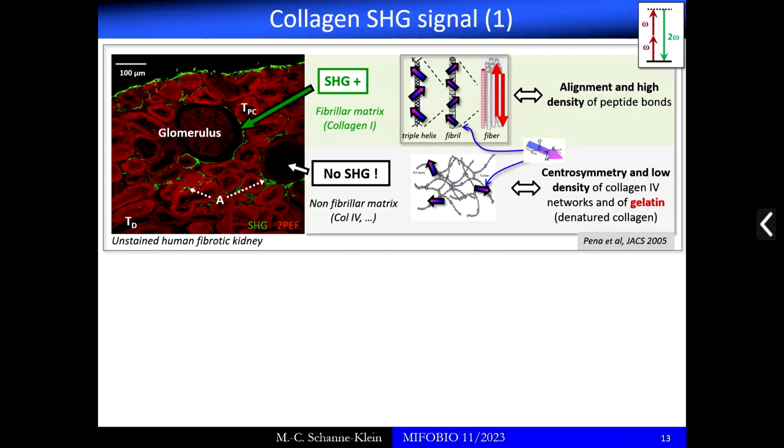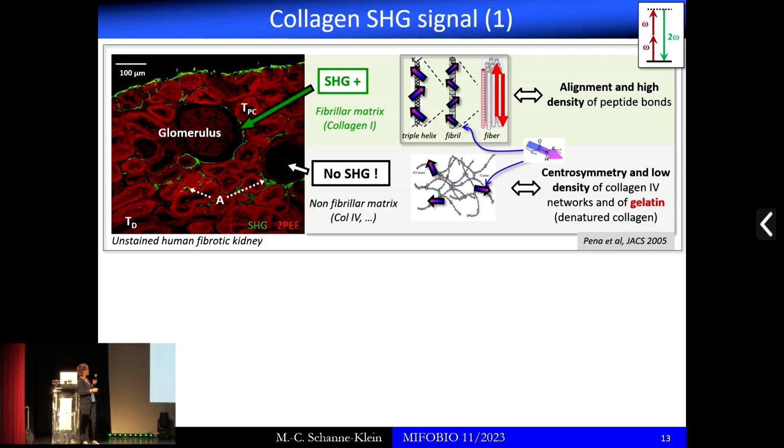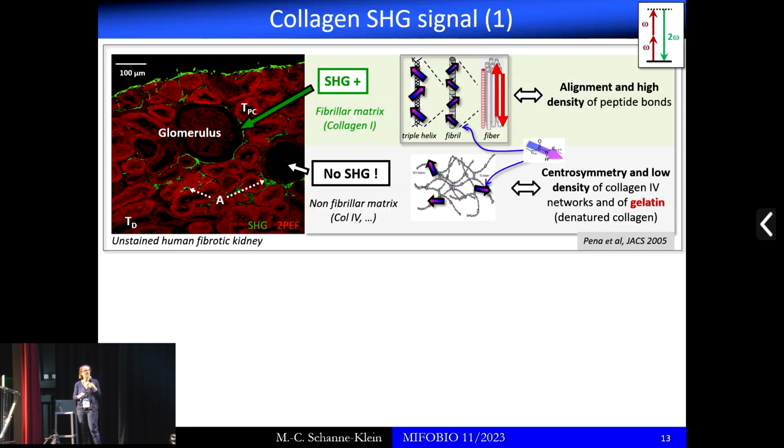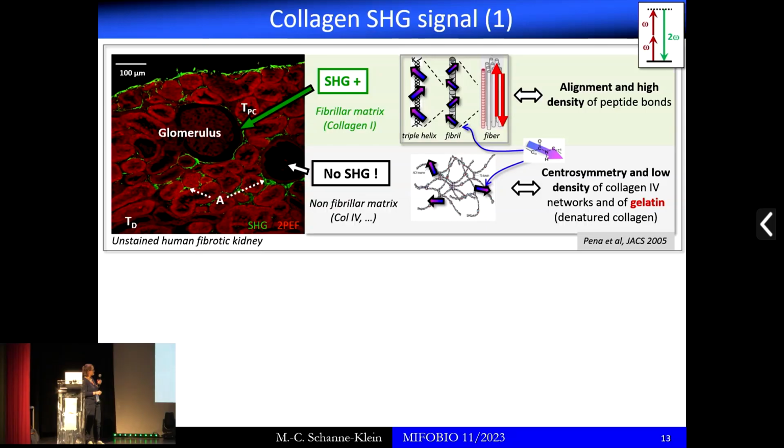So collagen, here you see a human biopsy of fibrotic kidney, and you see some collagen here in green color, and it corresponds to the region where there is some fibrillar collagen. While here in the glomerulus, there is some accumulation of non-fibrillar matrix, but there is no signal. And the reason is due to the structure of collagen.